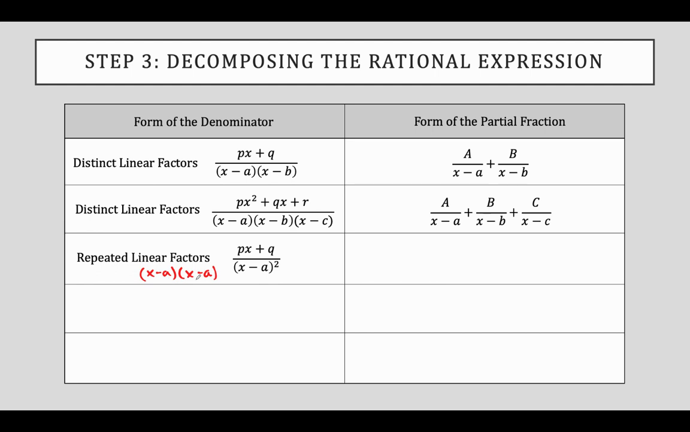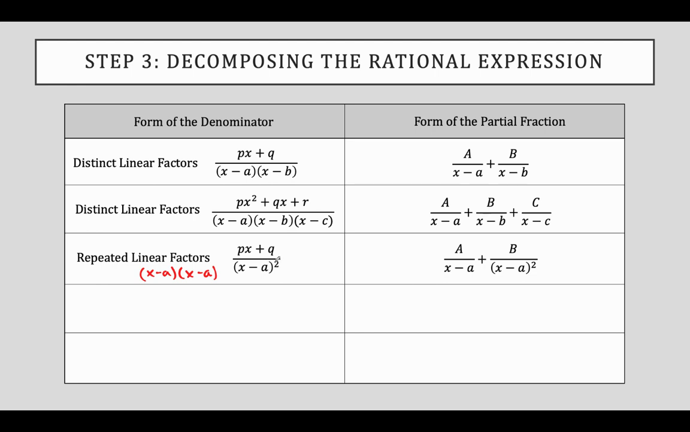So notice, count them out. We've got two of the same factors. Well, that means it's going to break apart into two fractions. Because each factor is linear, the numerator is simply going to be a constant. However, when we have repeated linear factors, we need to have one denominator for each time that the linear factor is repeated. So this would break apart into a over x minus a plus b over x minus a quantity squared. Okay, we have one fraction with one power for every time the factor is repeated.